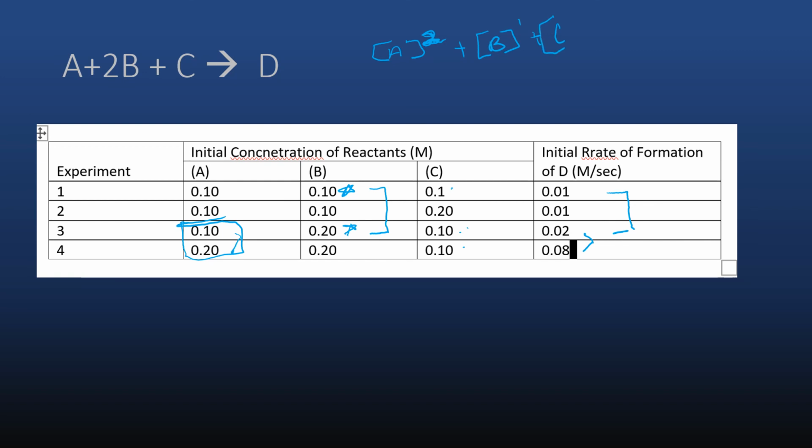And then C, we will look here. As we doubled our concentration, our reaction rate stayed the same. So that means C is a zero order.